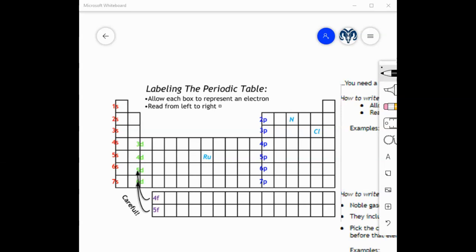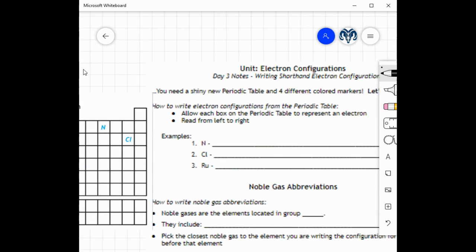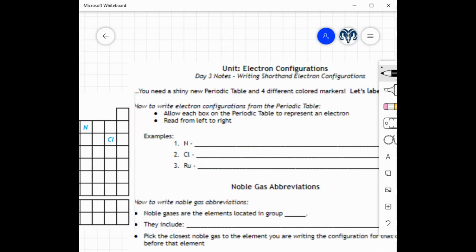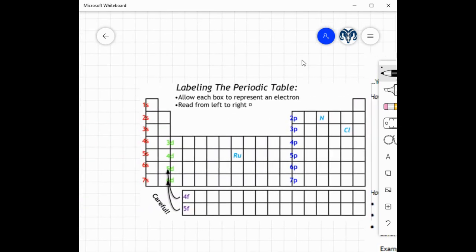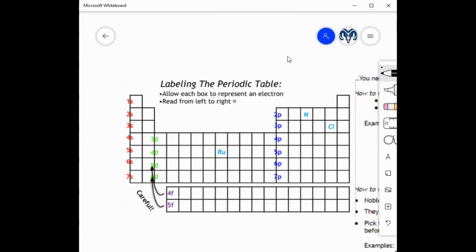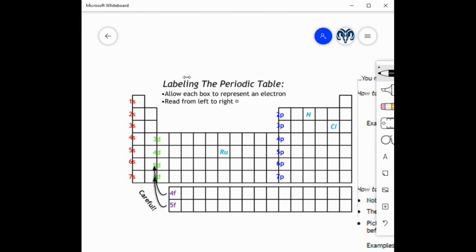All right, guys. So I wanted to go over the assignment for electron configurations, writing shorthand. This is the noble gas configuration. But I just wanted to start with going over this information here on labeling.